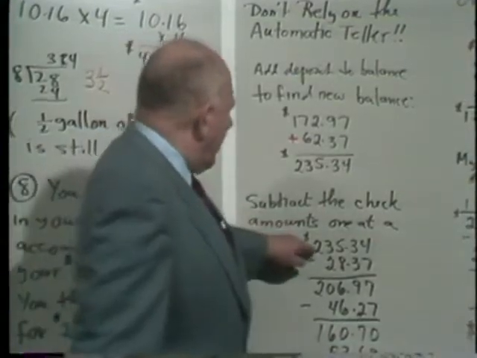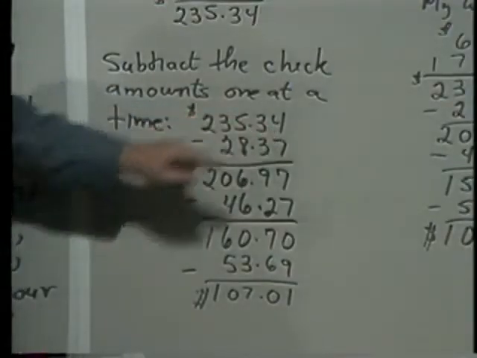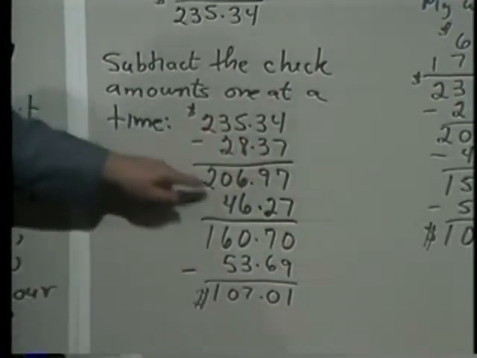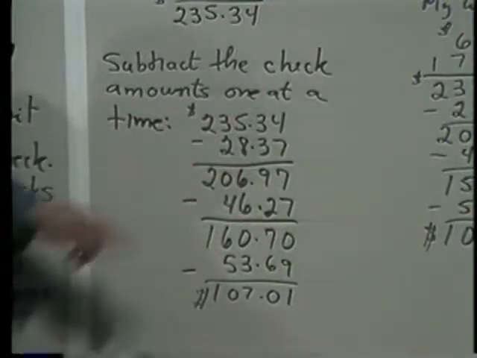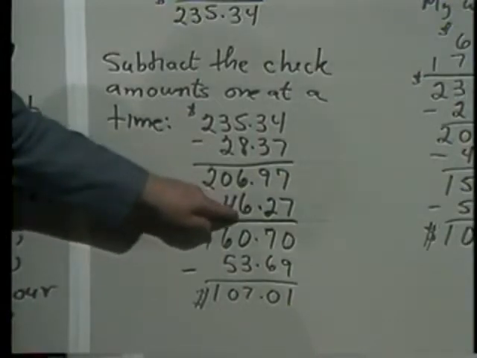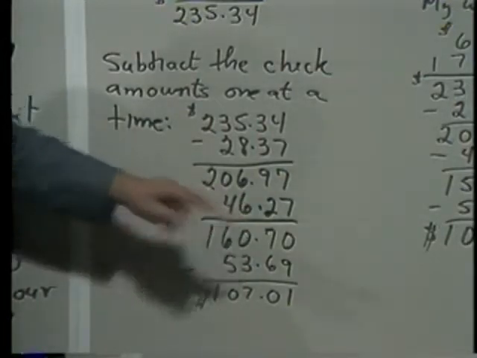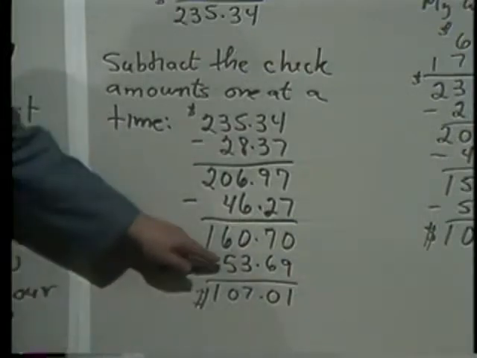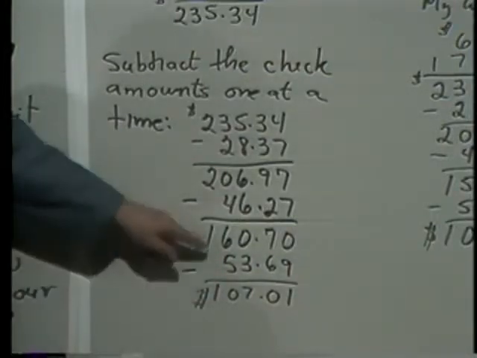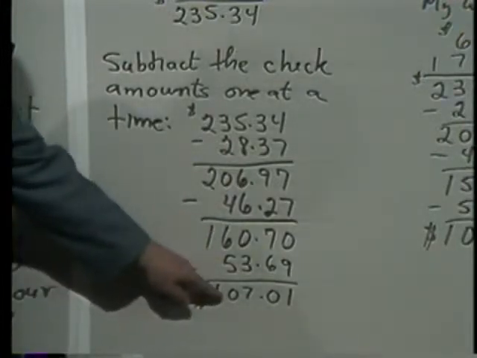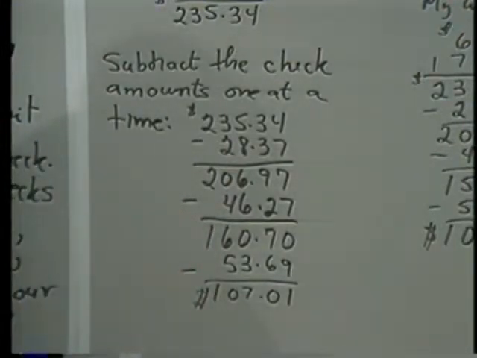So one way to do this is start with the $235.34, subtract the first check amount, which is $28.37. That tells you after the first check is cashed, you're going to have $206.97. Now, from that amount, subtract the value of the second check, $46.27. That tells you that when that check is cashed, you're going to have $160.70 left. Now, from that, you subtract the value of the third check, $53.69, and that tells you that when the third check is cashed, you're going to have $107.01 left.